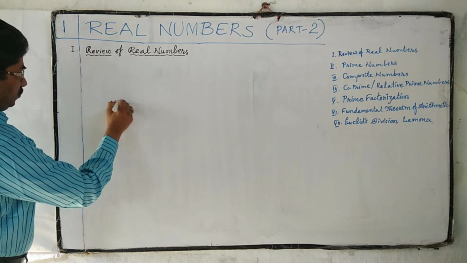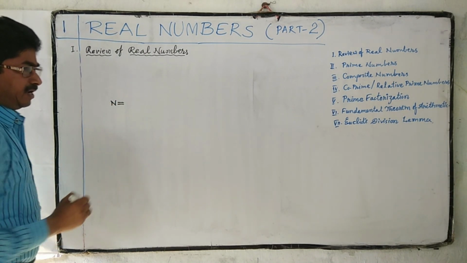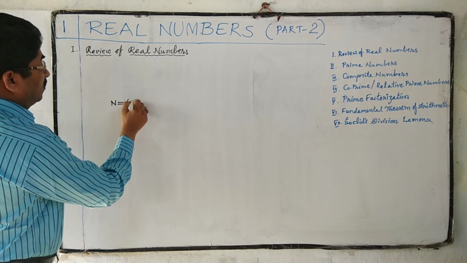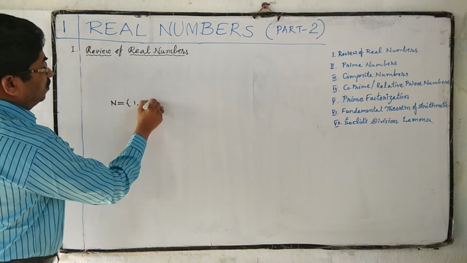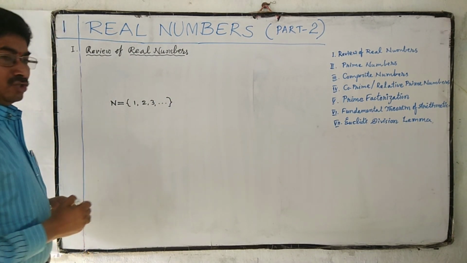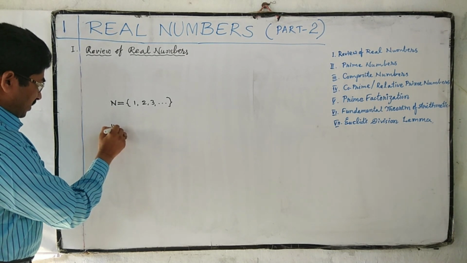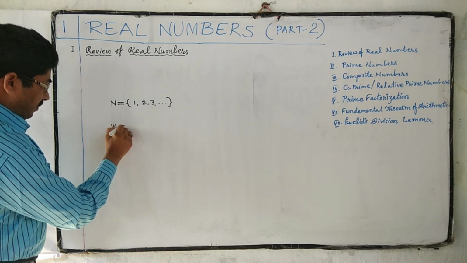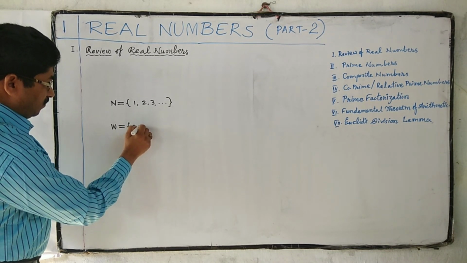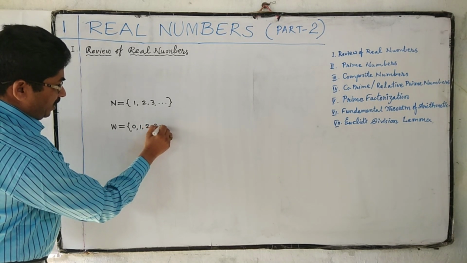The numbers used to count things are called natural numbers. Natural numbers are denoted by the letter N. N is equal to the set of 1, 2, 3 and so on. Natural numbers together with 0 are called whole numbers. Whole numbers are denoted by the letter W. W is equal to the set of 0, 1, 2, 3 and so on.